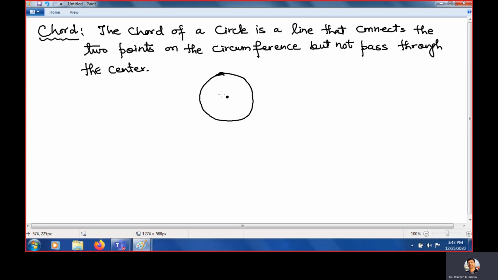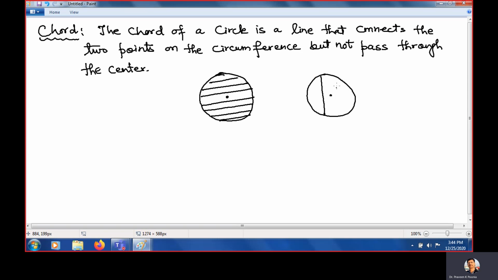This is the circle, this is the center. Clear? So this is a chord because it is connecting this point and this point. This is another chord. This is another chord. This is another chord. This is another chord. These are all chords. This is one type of direction I am making. Clear?